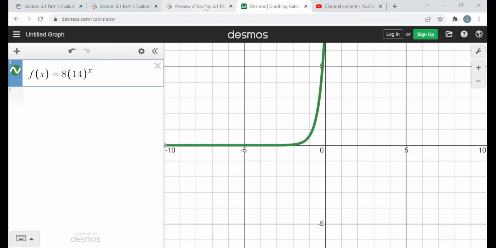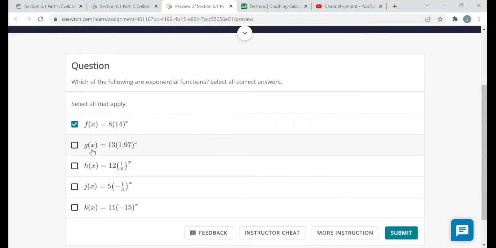All right. So that's one. How about this? g of x. Again, it doesn't have to be f of x. It can be g of x, h of x, k of x, whatever. Equals 13 times 1.97 to the x. Well, let's see. That's a number a that's not 0 times b to the x, where b is positive. This is an example of an exponential function. And again, I'll leave that to you. You can look at the graphs of these on Desmos on your own if you wish.